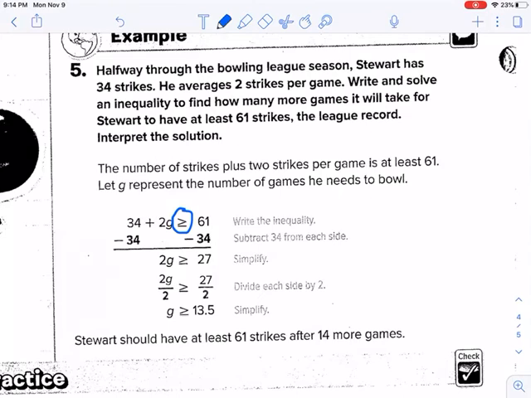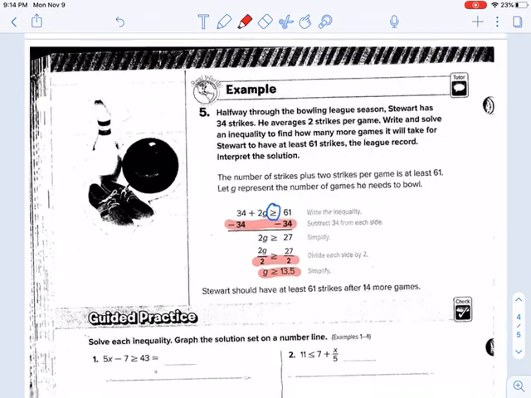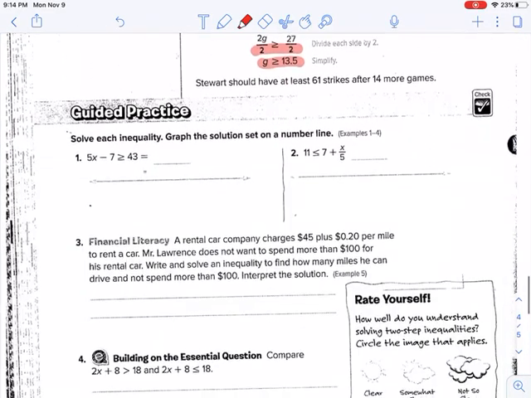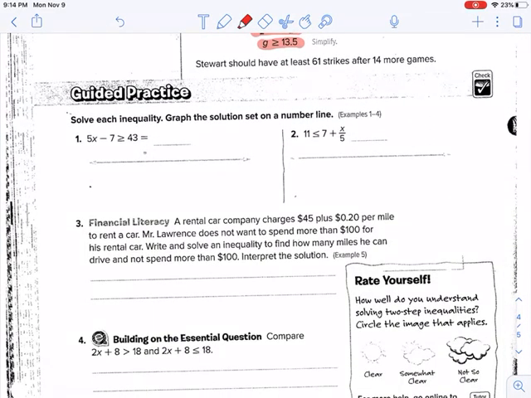All right, so notice they subtracted 34 on both sides. Then they divided by 2, and they got their answer of G is greater than or equal to 13.5. All right, there are some under guided practice that you can practice with there. Just remember that if you're multiplying or dividing by a negative, that you are flipping your symbol for the solution.